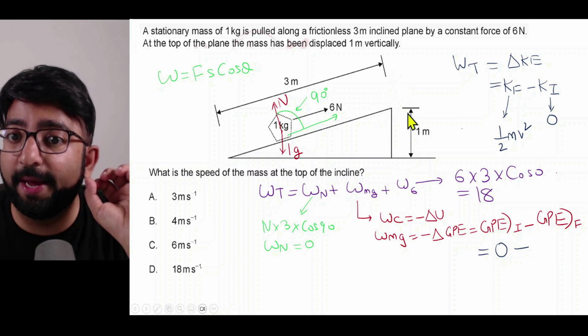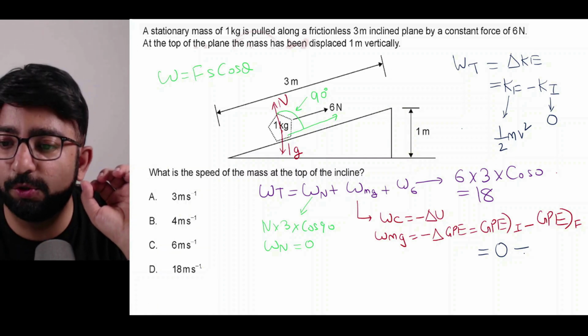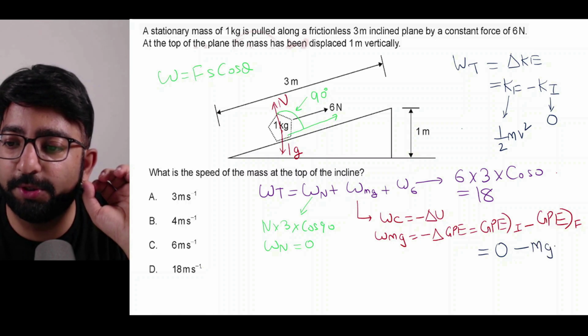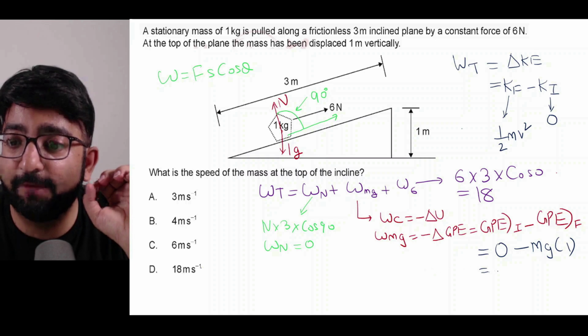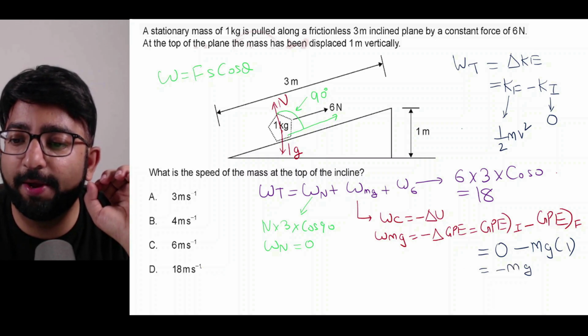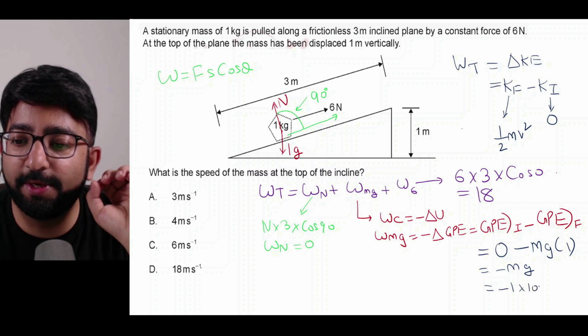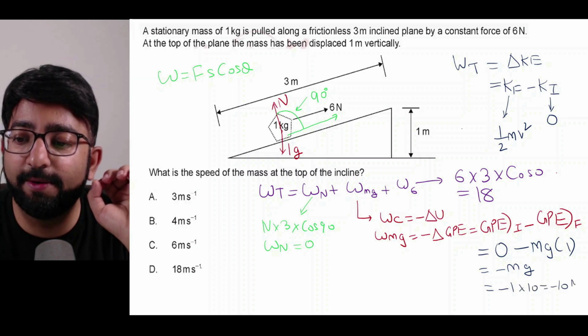finally the object is over here. So the GPE will be mgh, where the height is 1 meter. So we will write negative of m into g into 1. Hence we can say that the work done by the gravitational force is nothing but negative of mg, which will be equal to, mass is 1 and let us take g as 10. So the work done will be negative 10 newtons.